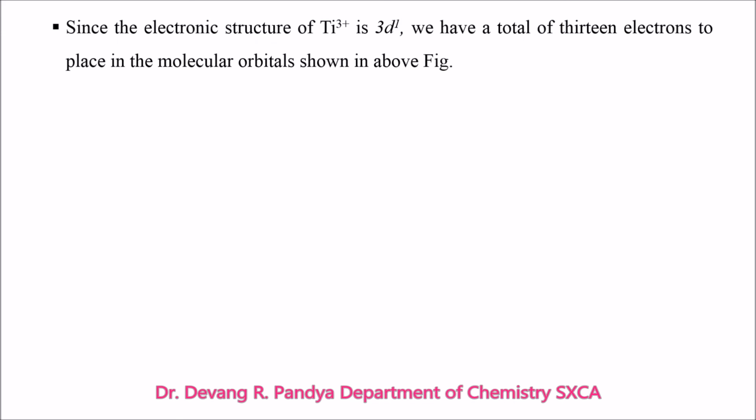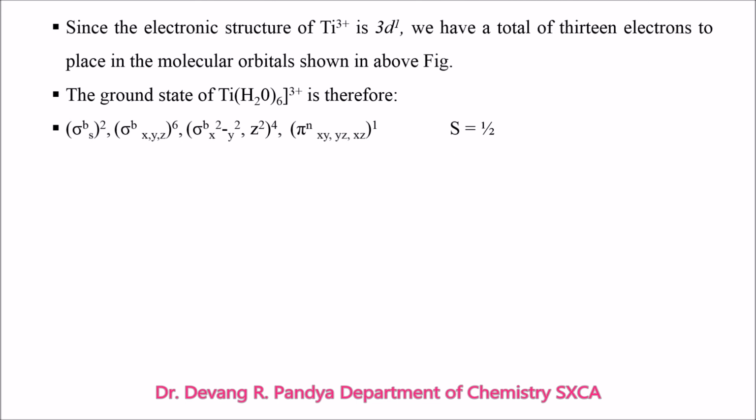Since the electronic structure of titanium 3+ is 3d1, we have a total of 13 electrons to place in the molecular orbitals shown in the above figure: 12 from the ligand side, and 1 from the 3d1 of titanium 3+. The ground state of titanium hexaaqua 3+ is therefore represented as: sigma S bonding contains 2 electrons, sigma xyz bonding contains 6 electrons, sigma dx square minus y square and dz square contain 4 electrons, and pi non-bonding, that is 3d xy, yz or zx, any one of these three will contain 1 electron.